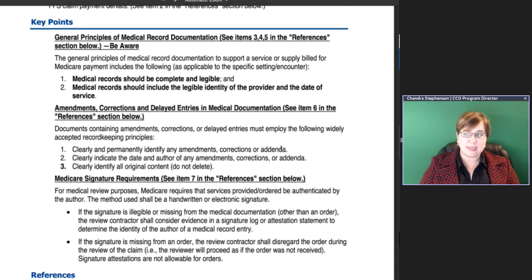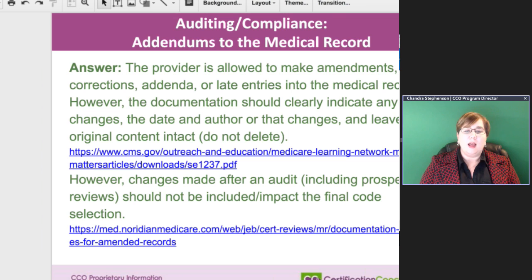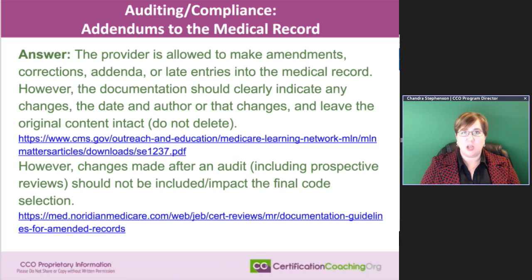It cannot be deleted. But the question was more along the lines, from the sounds of it, that the provider wanted to change things after his documentation was reviewed and a code was recommended, right? They thought, oh, well, I didn't document enough. I should really be getting to a higher level of service, so I want to go back and fix some of the things that I really did, but I failed to document. That's where we hit a problem.